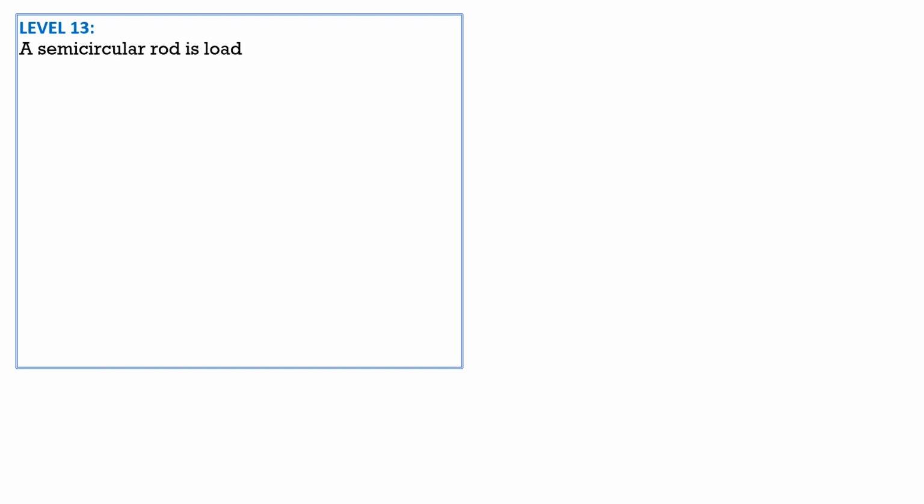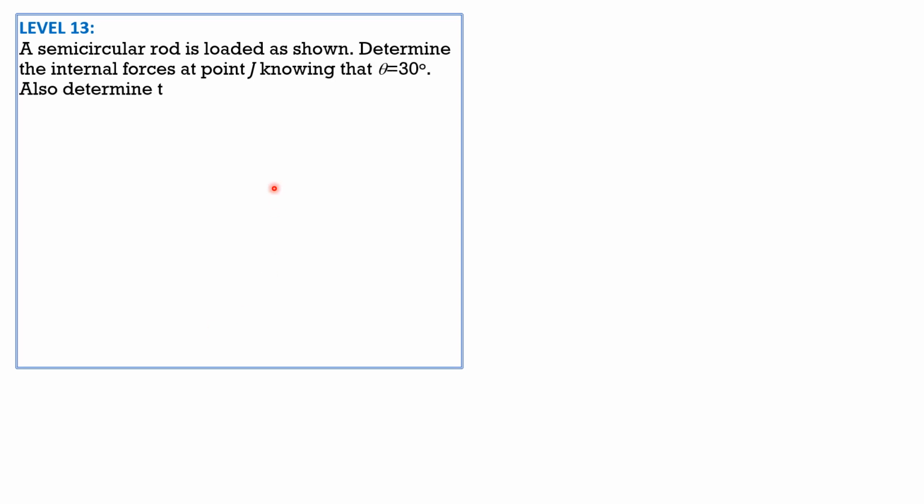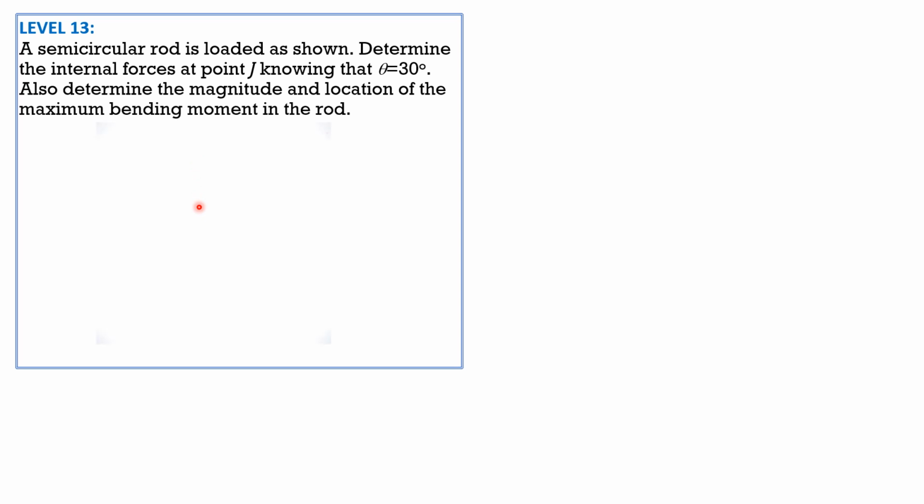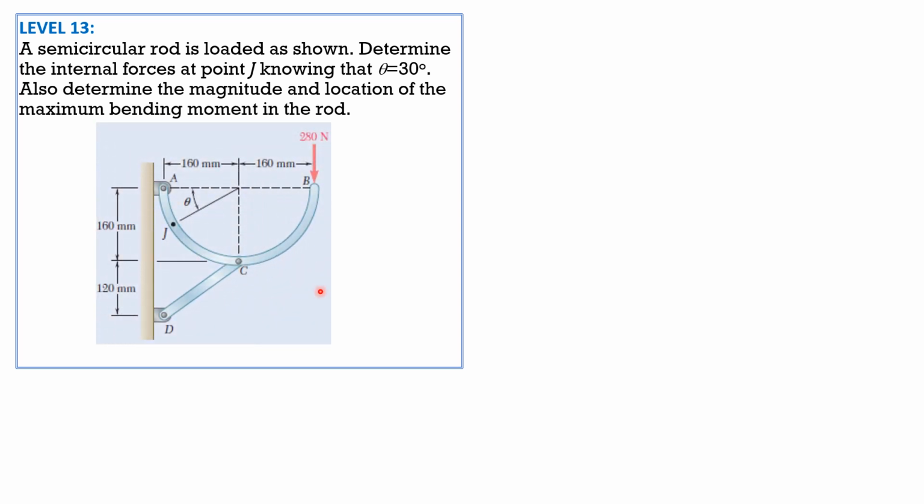A semicircular rod is loaded as shown. Determine the internal forces at point J knowing that theta is 30 degrees. Also determine the magnitude and location of the maximum bending moment in the rod. So here is the given figure.